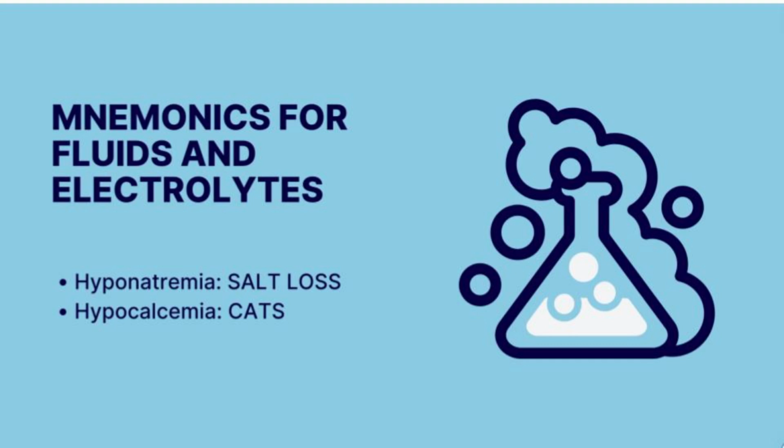S, stomach cramping. MURDER for hyperkalemia. Symptoms: M, muscle weakness. U, urine, oliguria, anuria. R, respiratory distress. D, decreased cardiac contractility. E, ECG changes. R, reflexes, hyperreflexia or areflexia, flaccid.